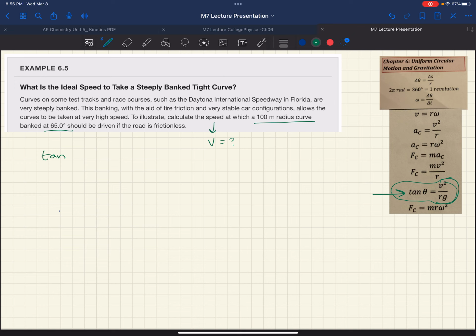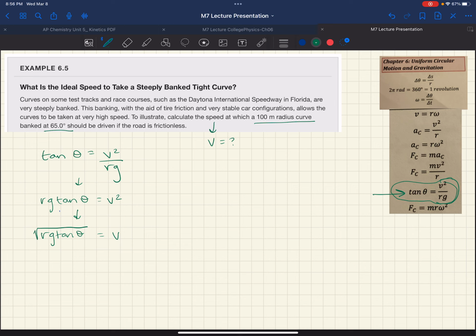All right, so let's write that down. We have the tangent of theta equals v squared over rg. We would need to rearrange this so that it says v equals, and I'm going to actually do that first. So I'm going to move rg to the other side. So now I'm going to have rg tangent theta. So this is all algebra that I'm doing. Let's take the square root of both sides. When we take the square root of both sides, now we're going to have rg tangent theta under the square root, and then that would just be v.